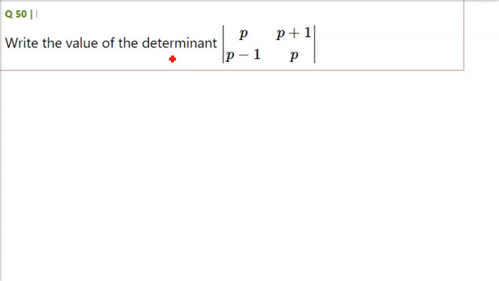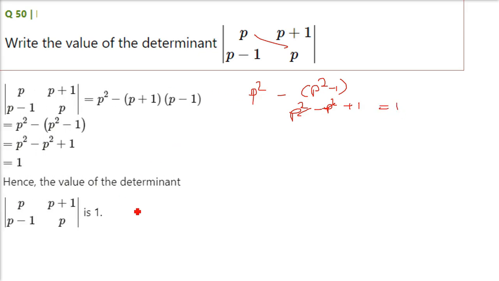What is the value of the determinant? It is p into (p square minus p plus 1) and (p minus 1) multiplied by (p square minus 1), a square minus b square, that is p square minus p square plus 1. P square gets cancelled, you get 1. So the determinant is 1 here.